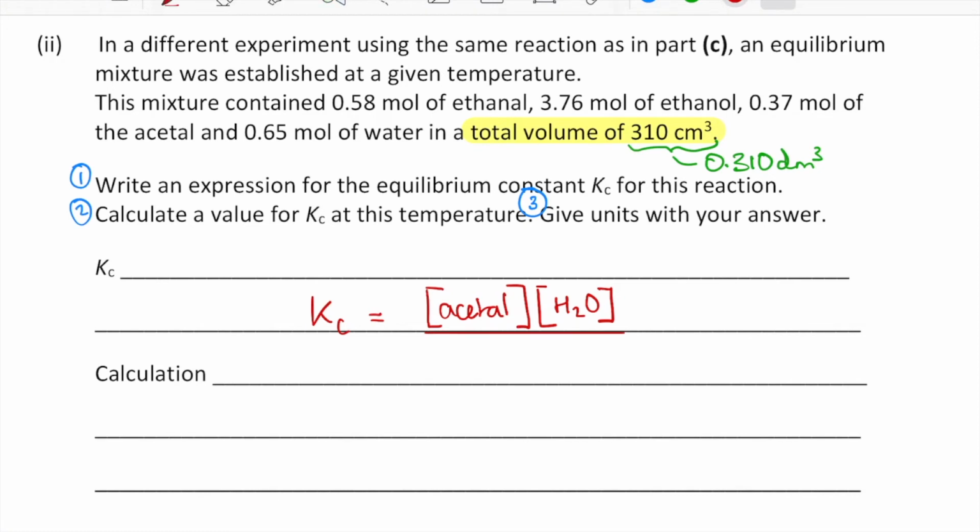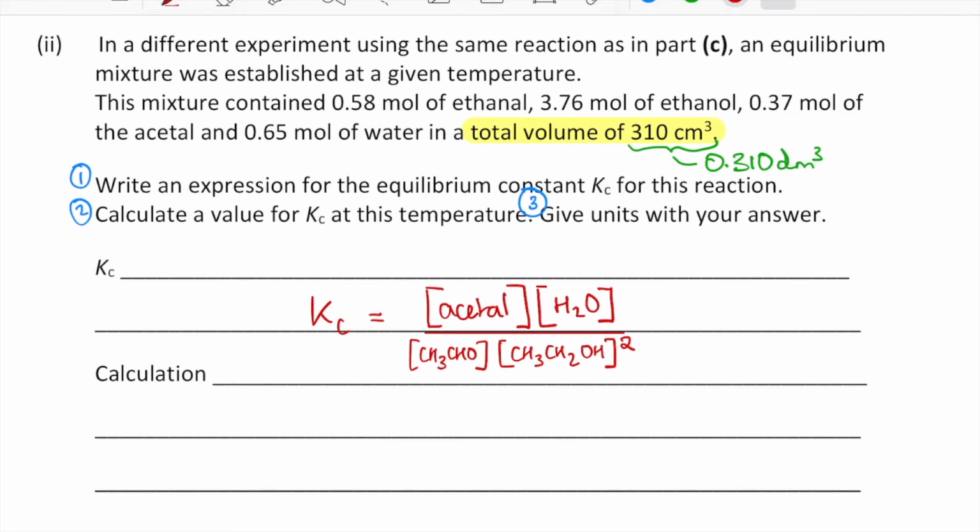And then our reactants were ethanol, and that was a 1 molar ratio, so that's to the power of 1, and ethanol, and that was a 2 molar ratio, so that is raised to the power of 2.